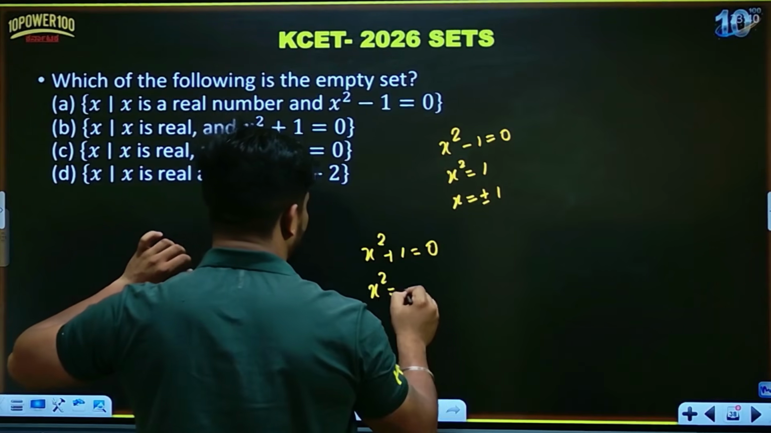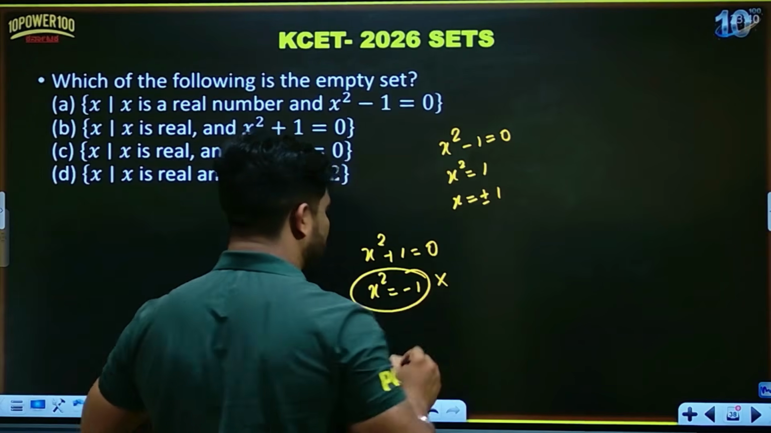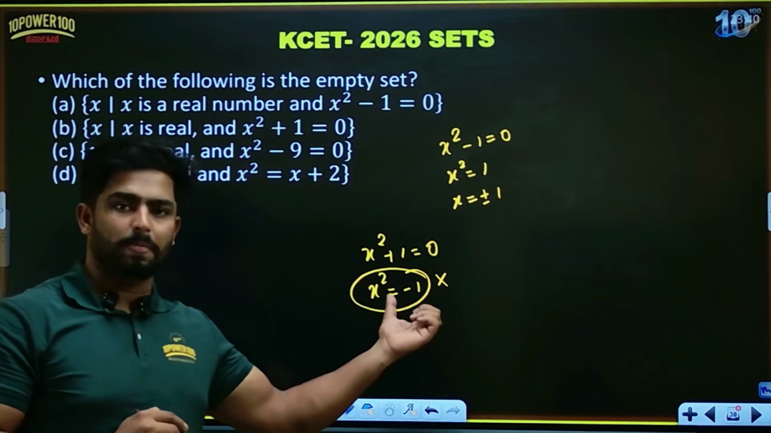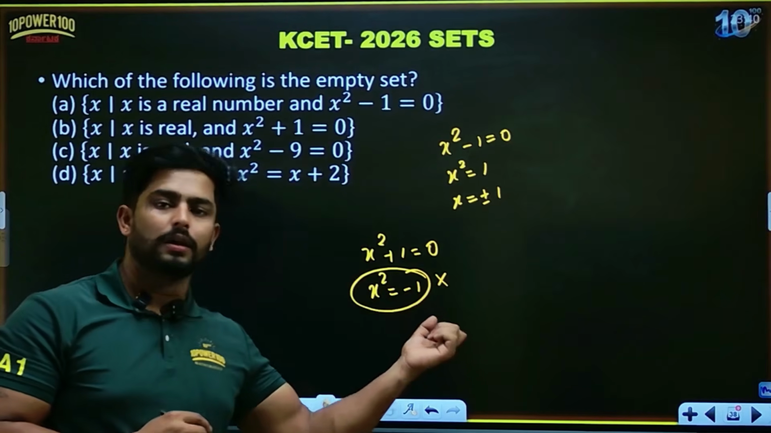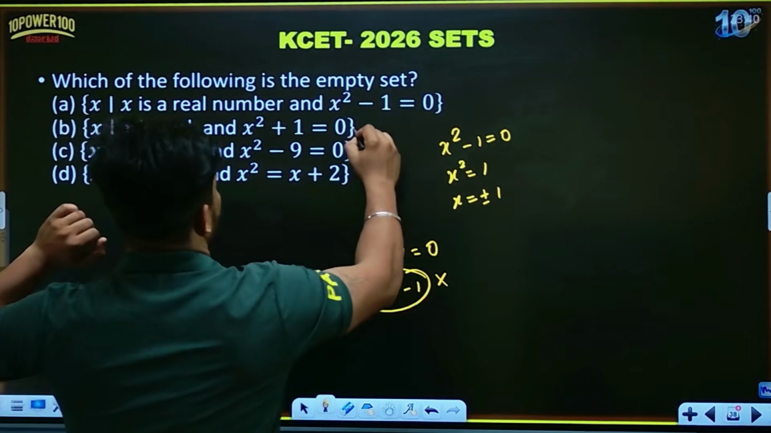So x square is equal to minus 1, so this is not possible at all, correct? x square cannot be negative, correct? x square cannot be minus 1. So that's the reason, so option B is the right answer.